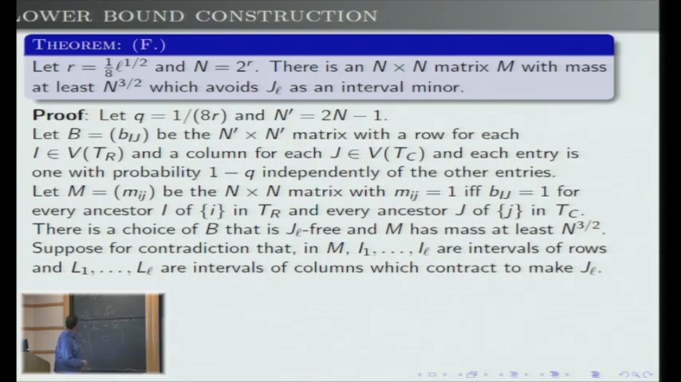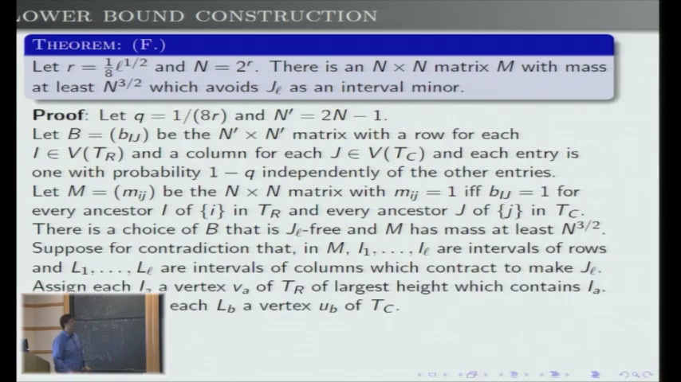Now, for each interval of rows, so I_A, we're going to give it a vertex from the tree T_R. So each interval of rows will be given a vertex from the tree, which is precisely the interval in this tree that is of largest height and contains this interval I_A. So each of these intervals of rows is going to be contained in the root. And if it's contained in one of the two children, you go down, and you keep going down until you get to some vertex where I_A is still contained in there, but it's not contained in either of the children. And that will be your V_A.